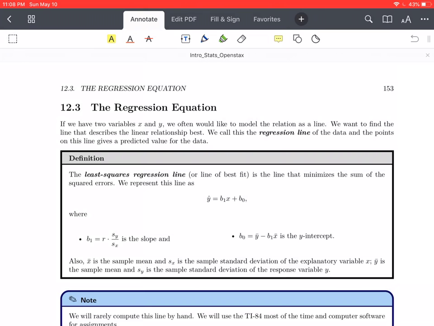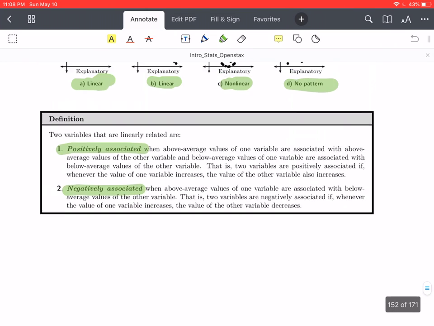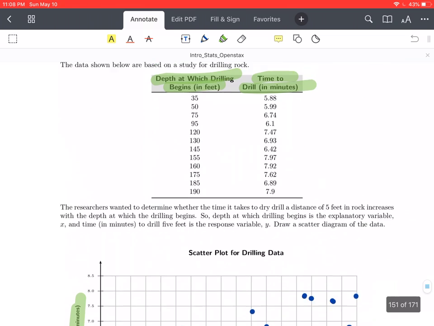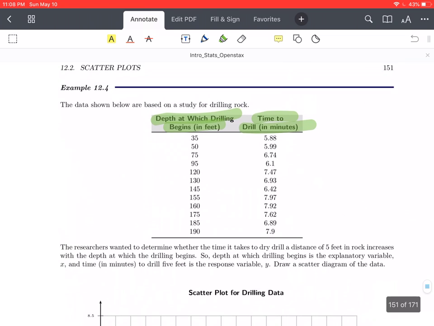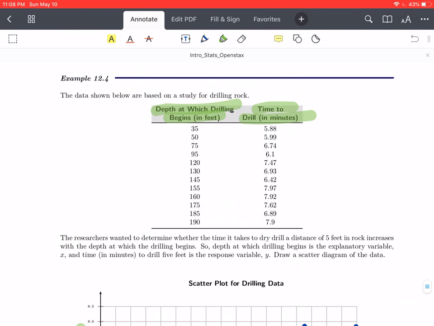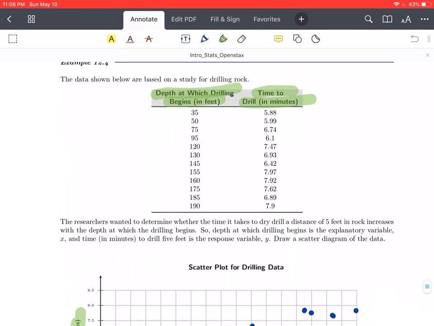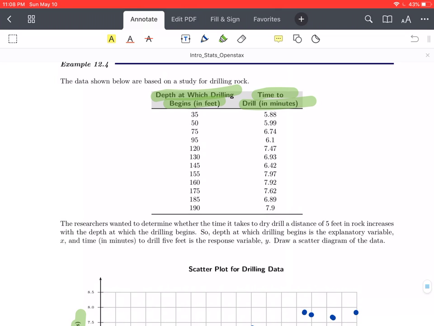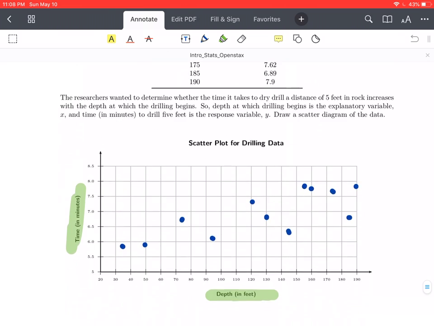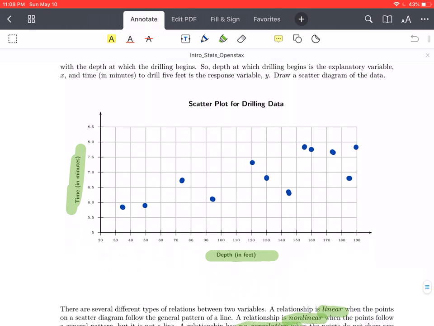So we are going to be referring back, if you just look back at the last section, just a couple pages back here, this data set, example 12.4, the depth at which drilling begins, so drilling into rock, and then the time that it takes to drill. This data here is what we're going to be talking about and referring to throughout the next couple of sections. So when it refers to example 12.4, this is what it's talking about. Okay, so we already saw this data, and we already created a scatter plot last time for this data. So this is what it's referring to.